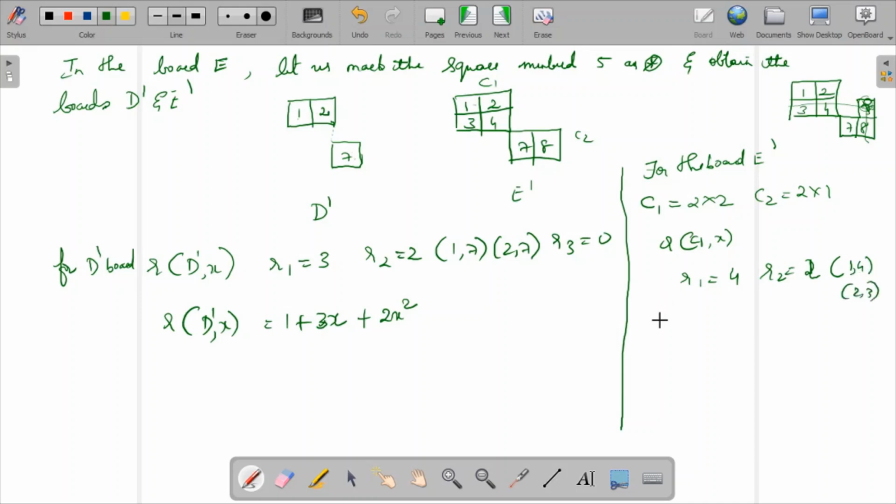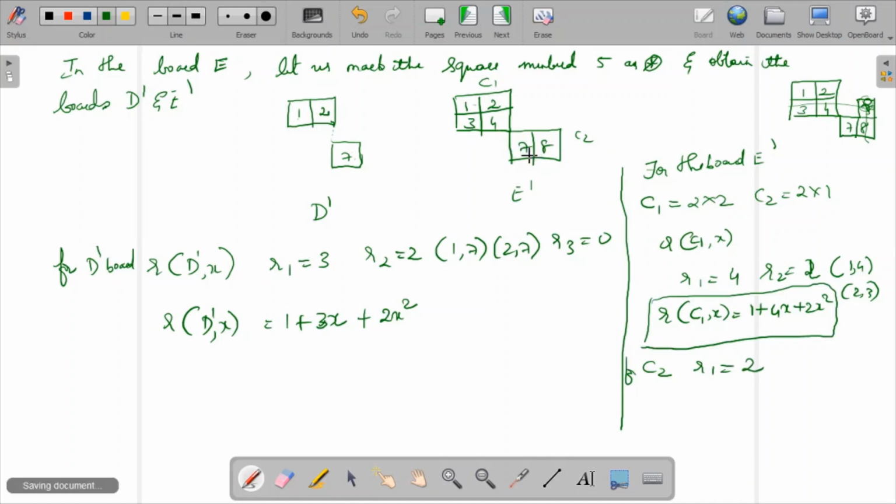So for C1, R of C1 of X would be 1 plus 4x plus 2x square. For C2, R1 is equal to 2 and R2 is 0. So R of C2 of X would be 1 plus 2x. That's it, 1 plus 2x.